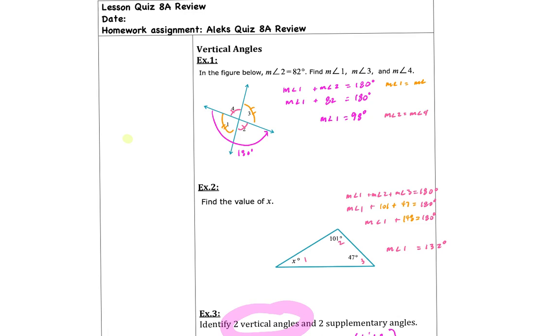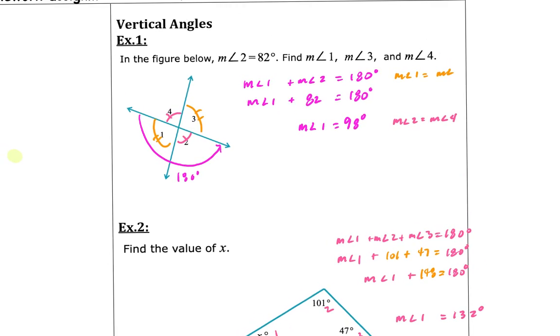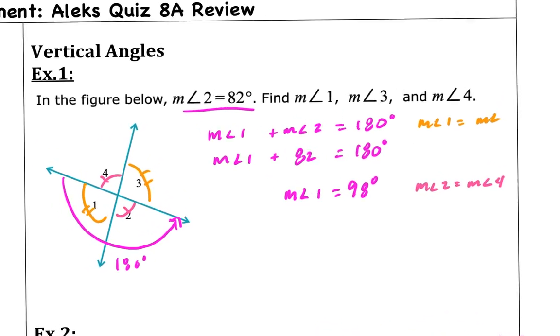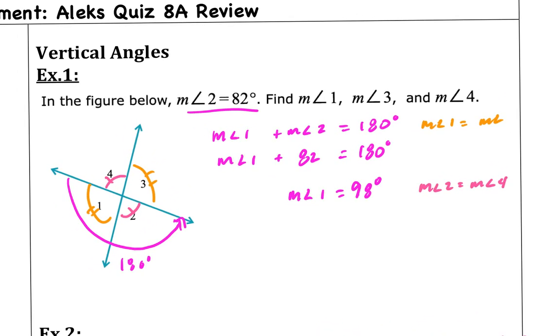When we look at this one, remember that we want to find the measure of these angles. What we need to remember is what a vertical angle is. We've talked about that in class, and we also need to remember what makes things supplemental, because that's going to help us realize the measure of all the angles. If we know the measure of angle 2 is 82 degrees, and the measure of angle 1 plus the measure of angle 2 equals 180 degrees, then all we have to do is subtract 82 from both sides of this equation, and the measure of angle 1 must be 98 degrees.